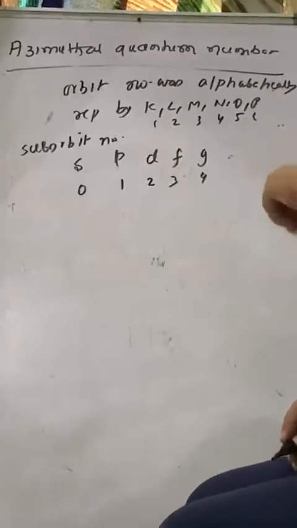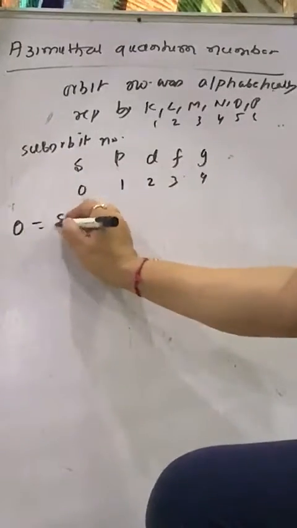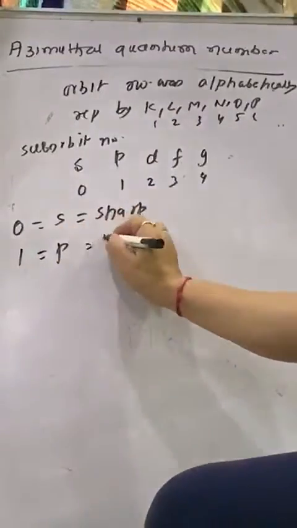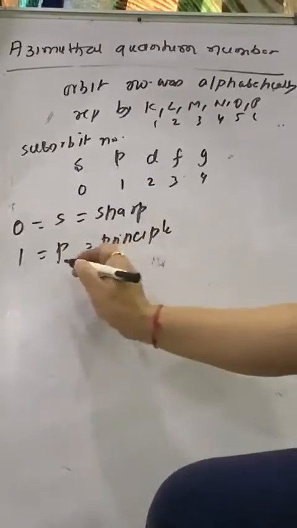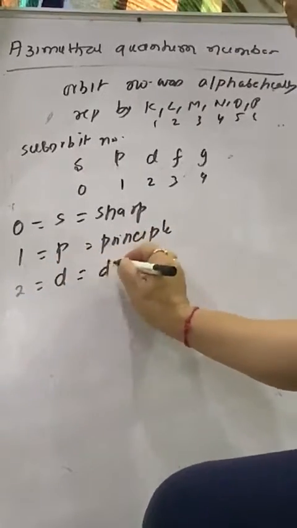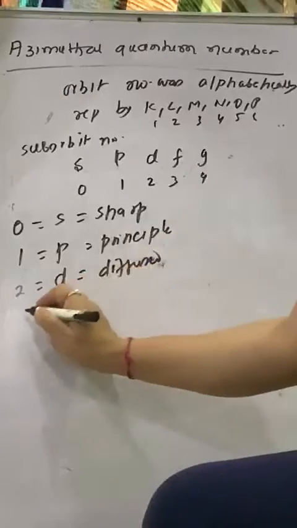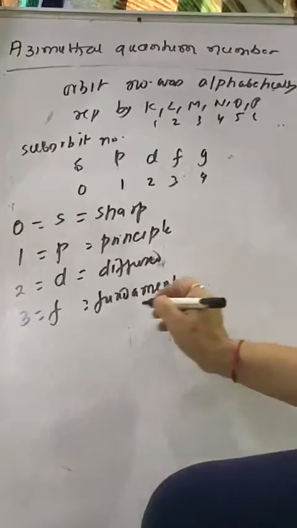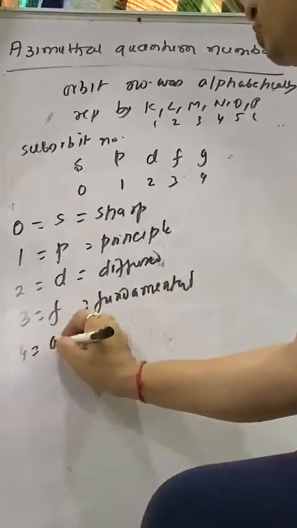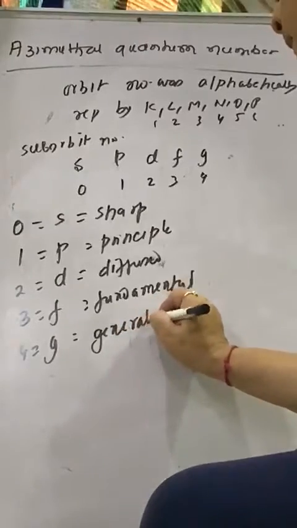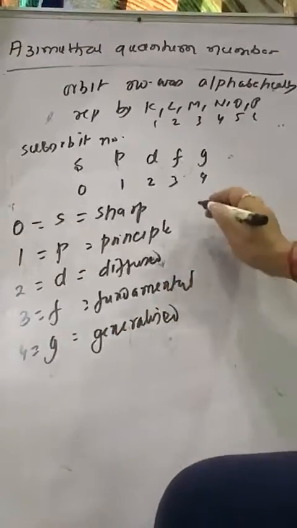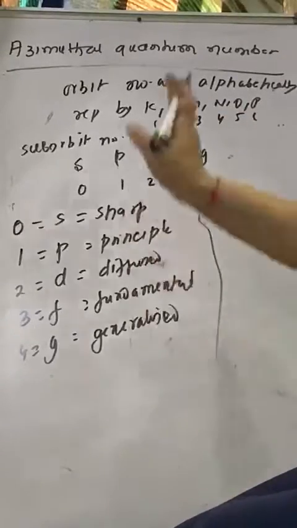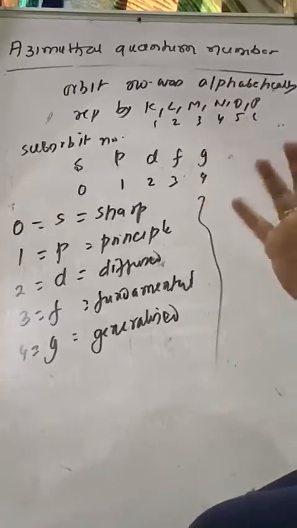Understood? 0 we will write as S, that's called sharp. 1 we will write as P, that's called principal. 2 we will write as D, that is called diffused. 3 we will write as F, that is called fundamental. 4 we will write as G, that is called generalized. That's why the name signifies S, P, D, F, G in alphabetical notation, whereas in the case of orbit number, it is represented as K, L, M, N, O, P.